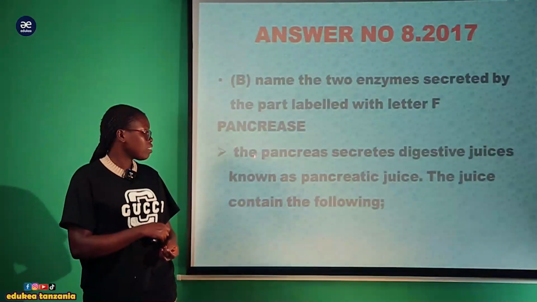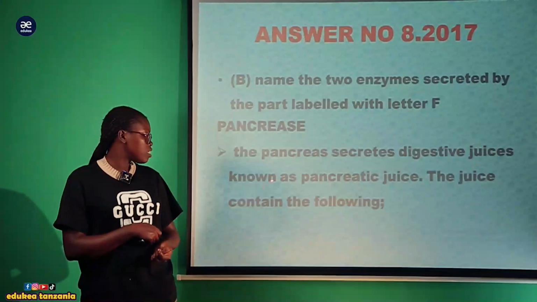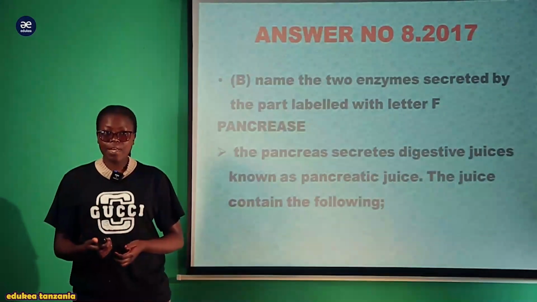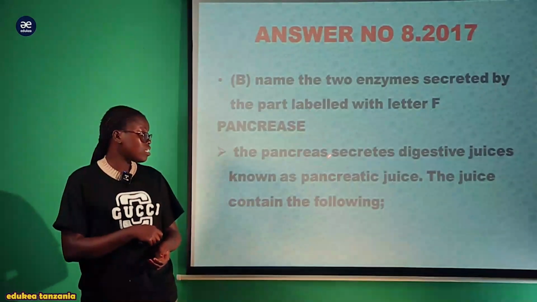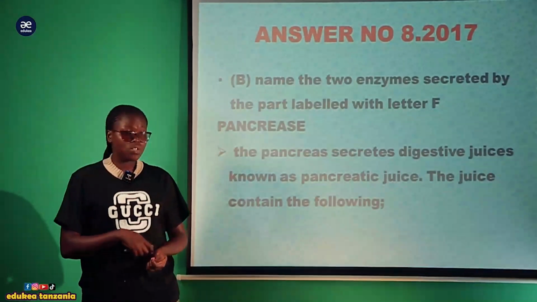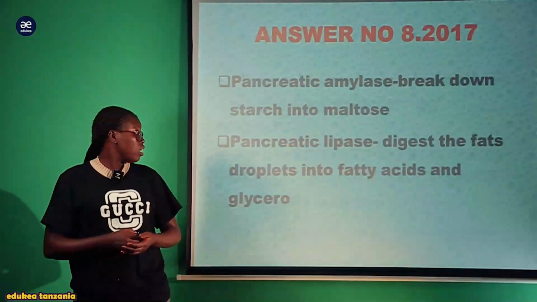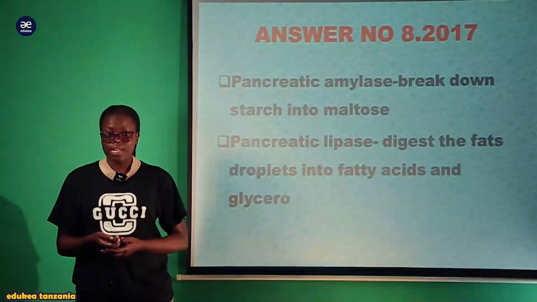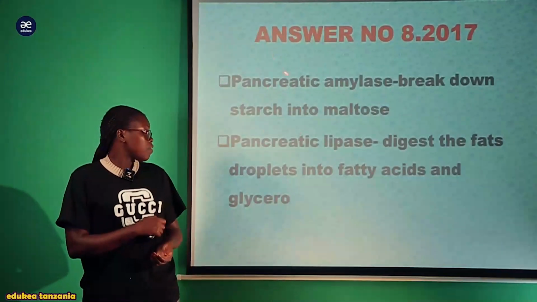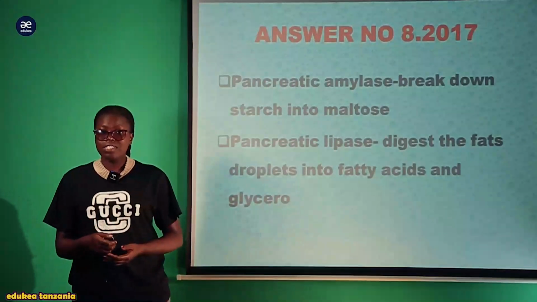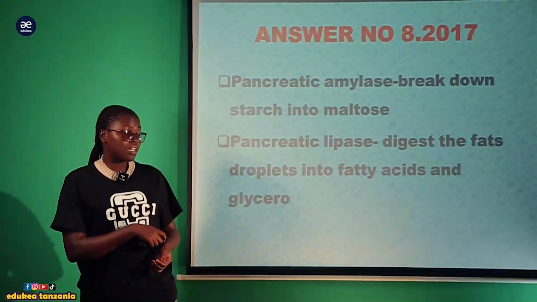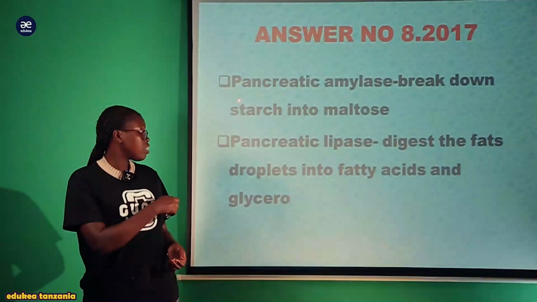So the pancreas secretes the digestive juices known as pancreatic juice. The juice contains the following enzymes. The first one is pancreatic amylase, and the second one is pancreatic lipase. So our question just needs you to mention the pancreatic amylase and pancreatic lipase. No need of giving the role.